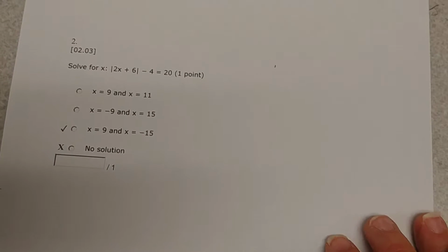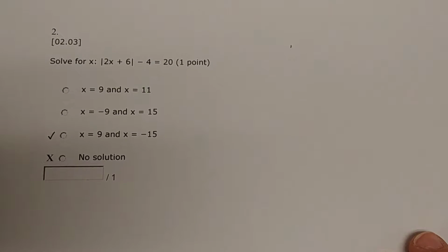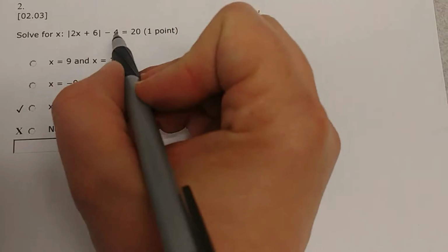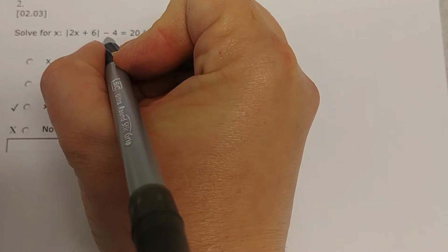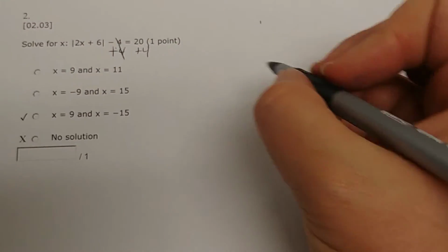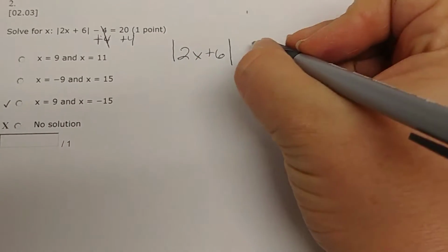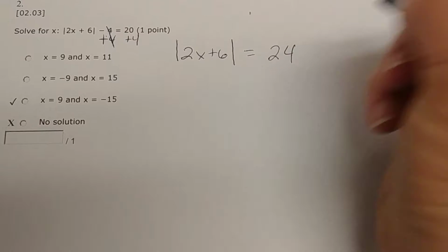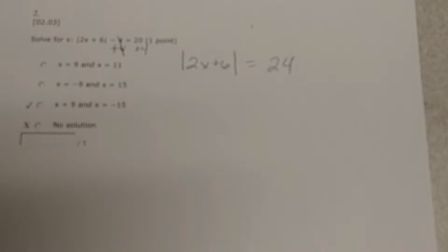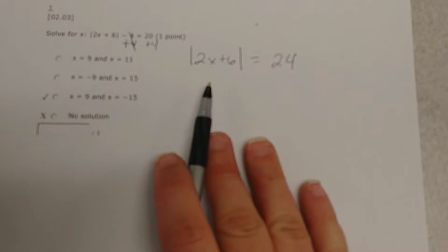Okay, for this next one, again, I look to see is my absolute value alone. And it's not. I have a -4 that's attached to the back. So I'm going to have to move him over. To get rid of the negative, that inverse is going to be addition. So I'm adding 4. Now I've got an absolute value of 2x plus 6, and that's going to equal 24. Okay, unlike the last one, that's positive. So I am good to go and keep working with this one.